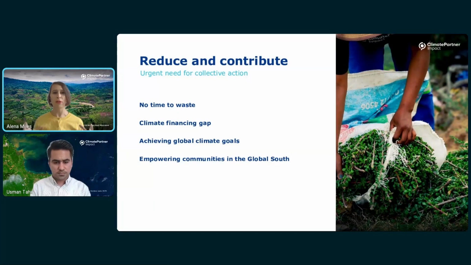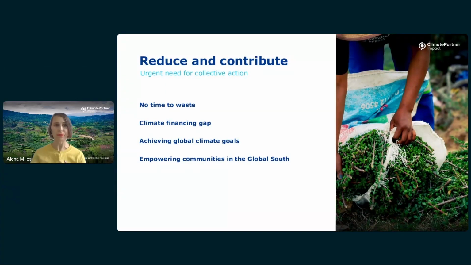If you think about the industrialized societies, we have unfortunately caused many of the problems associated with climate change, but it is many of the communities in the global south that are feeling the impacts of those actions the most. And that's why we feel very strongly that it's both focusing on internal reductions, but also contributing globally and empowering communities that need that the most.